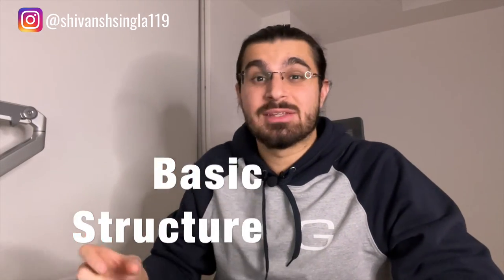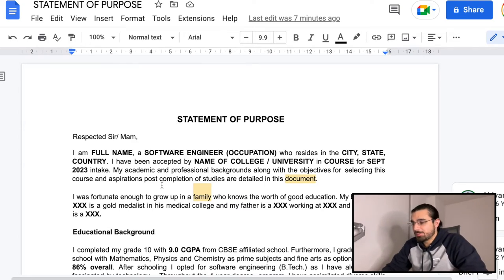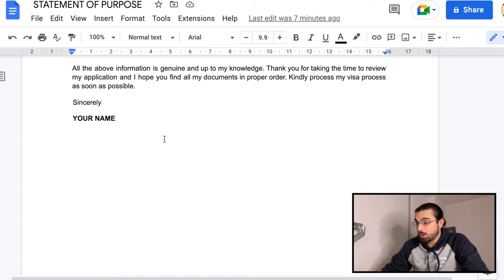Alright, so now let's hop into my computer and take a look at a real world example of an SOP so that you can understand the basic structure and the framework that you should follow when writing your SOP for Canada. So this is a sample SOP or statement of purpose for Canada. A few things that you will notice right off the bat are, this SOP is 2 pages long, so not too long.